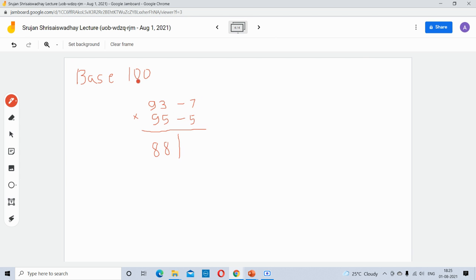Okay. Now since the two zeros are here, so I'm going to put two digits here. So multiply 7 by 5. So that comes out to be 35. So your answer is 8835. So this is how fast you can calculate your multiplication with the help of the sutra Nikhilam Navatashcaramam Dashatah.